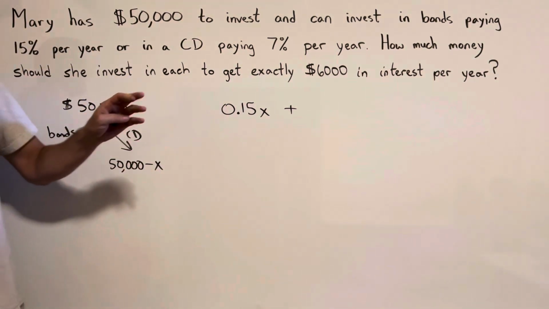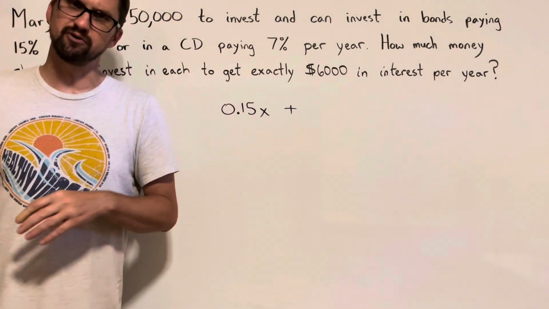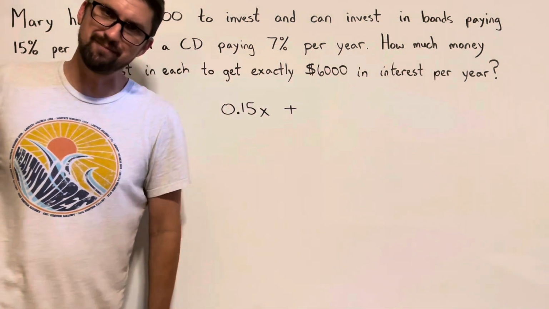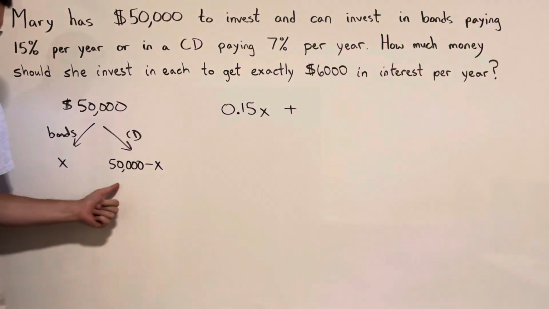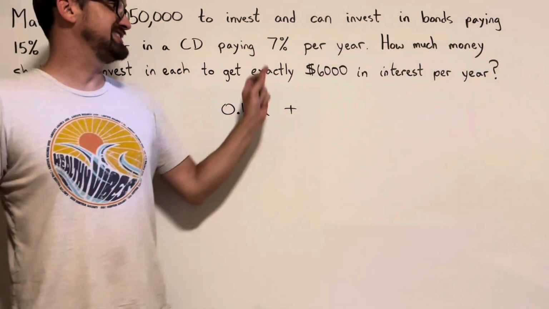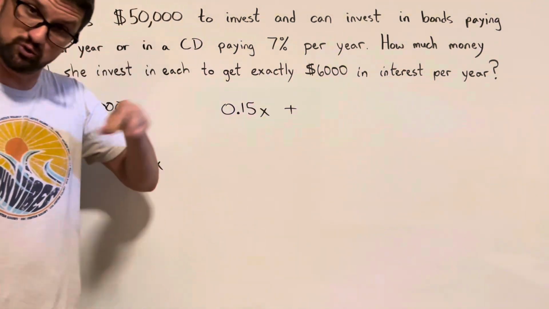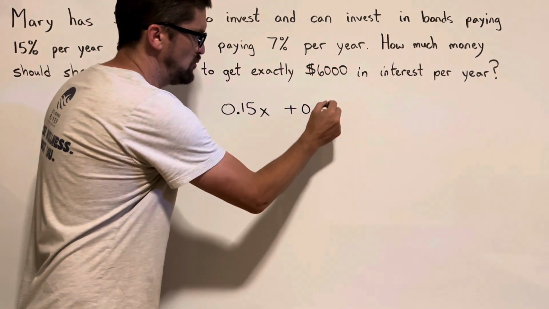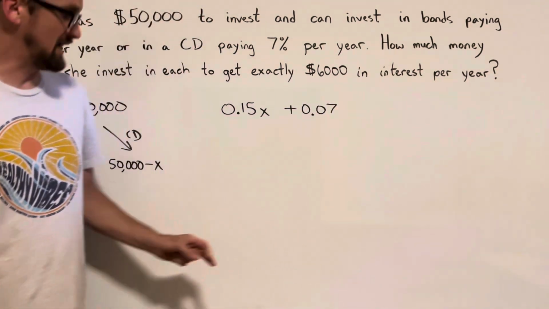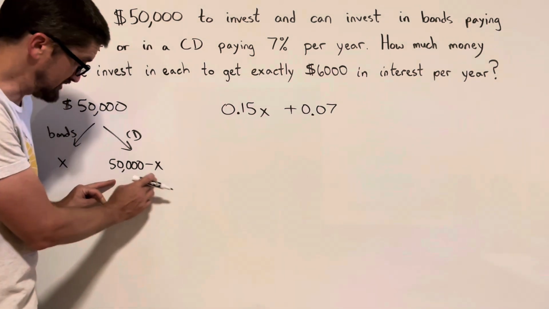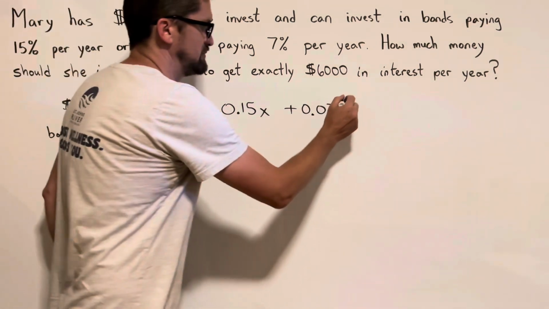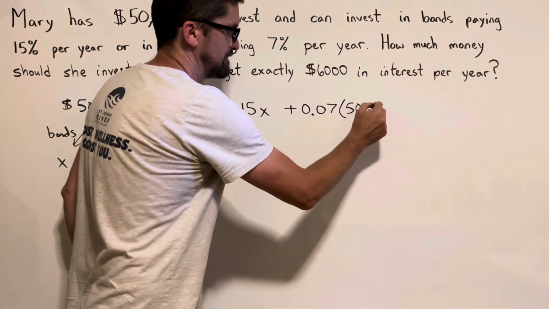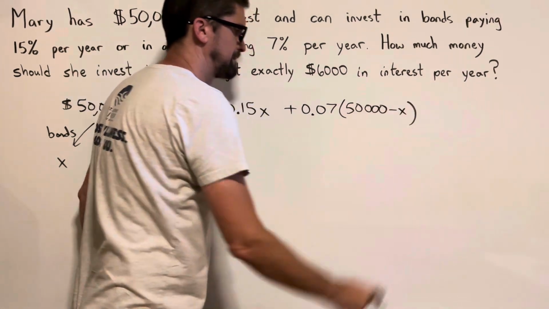And then you want to do the same thing for the CD. It's earning 7% per year. So take 7% of the amount that's going into the CD. Changing 7% to a decimal, move it 2 places to the left, and it's going to be 0.07 times this. Now it's an expression with a minus sign, so you're going to need parentheses: parentheses 50,000 minus X.